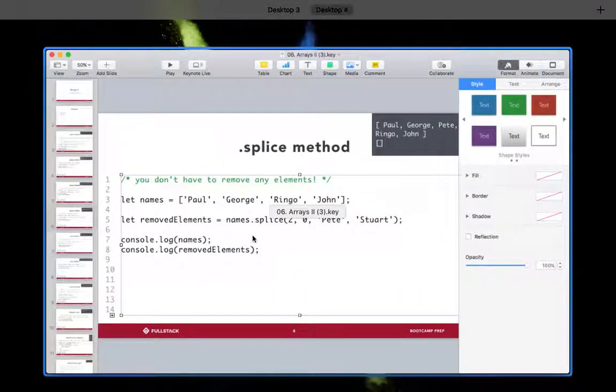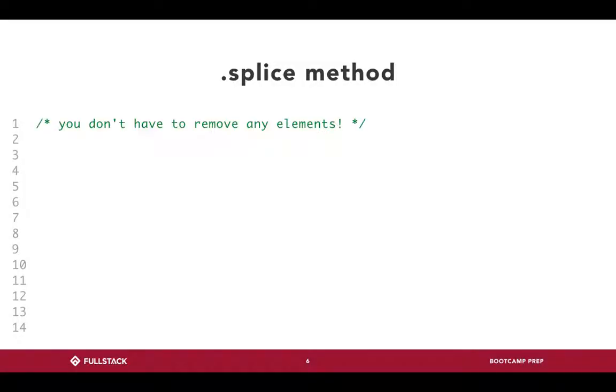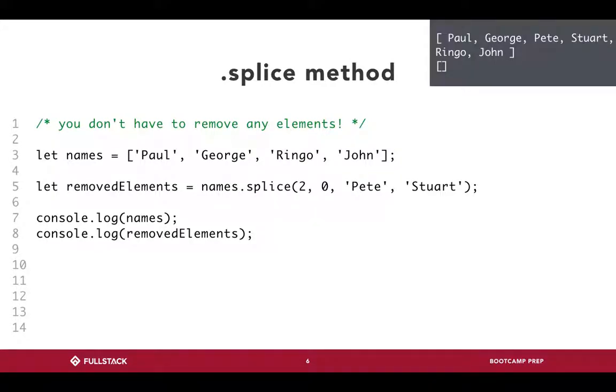Okay, going back. So we threw Pete and Stuart into the middle of that, starting at index 2. We removed 0 elements, so what splice gave us back is an array with no elements because nothing was removed. Cool?